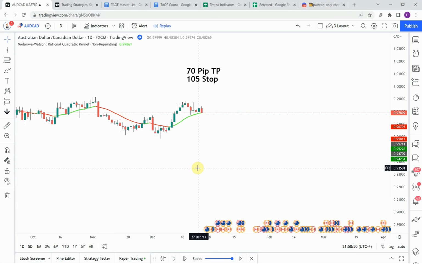Today we will be testing the rational quadratic kernel indicator.